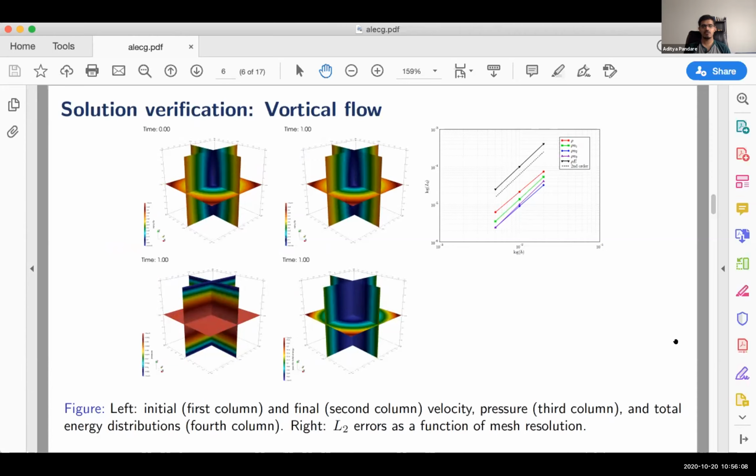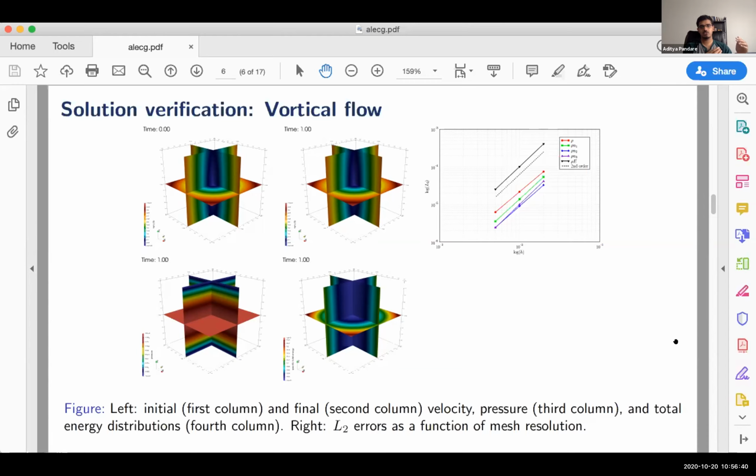The first one is a vertical flow. It just makes sure that in the presence of a smooth flow field, so smooth pressure and smooth velocity field, we are indeed able to get second order convergence. Second order convergence is extremely important because when we are trying to simulate a particular flow, we want to make sure that when we refine the mesh, we get closer to the solution that we want to. That is called Lax equivalence theorem.